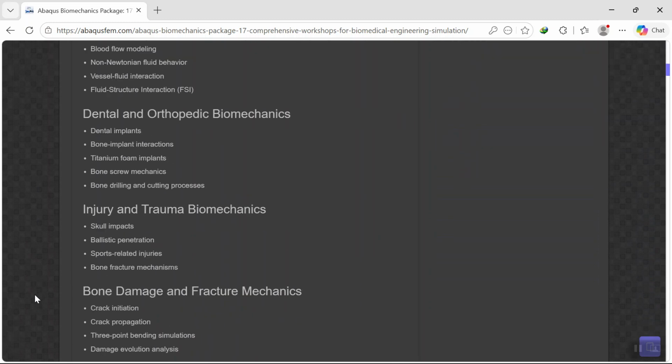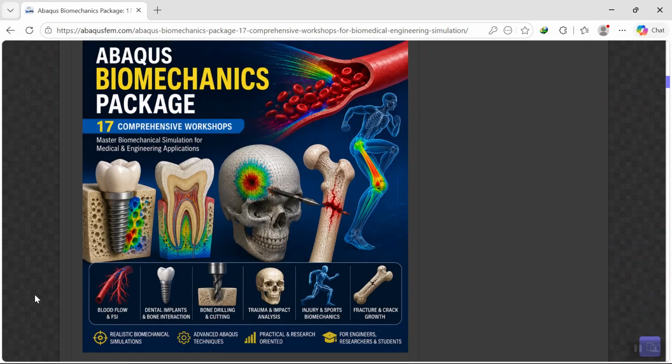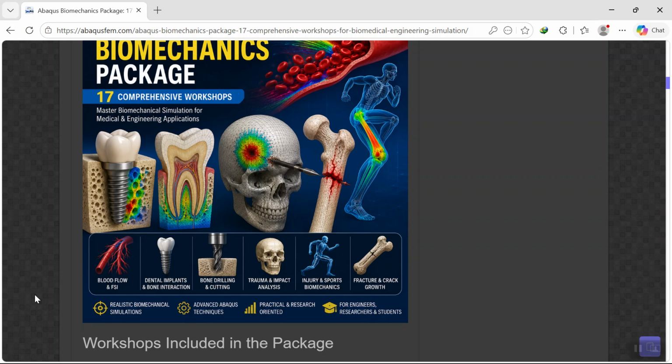Here you can see the package overview. The workshops are not simple theoretical examples. They are based on practical engineering problems, scientific research, and advanced finite element modeling techniques used in academia and industry. One of the biggest challenges in learning biomechanics simulation is finding realistic projects that combine theory, modeling, technique, and actual engineering practice. That's exactly what this package provides. Let's take a quick look at what is included.